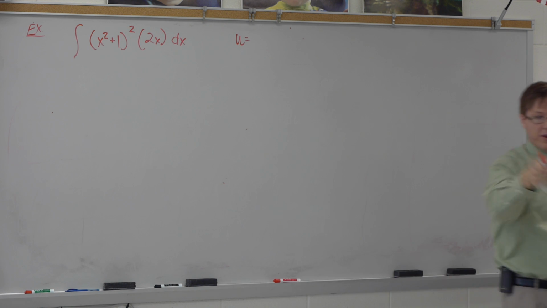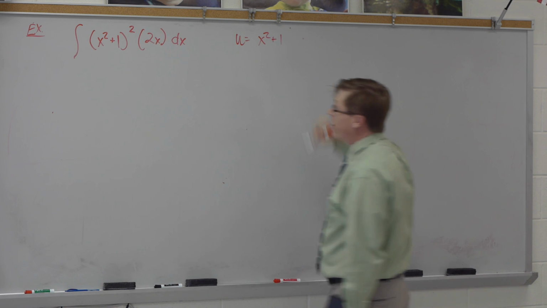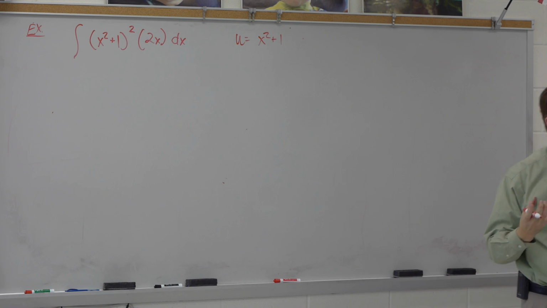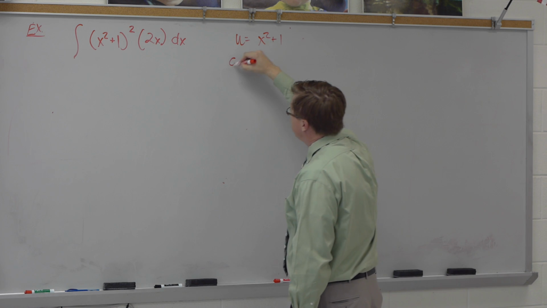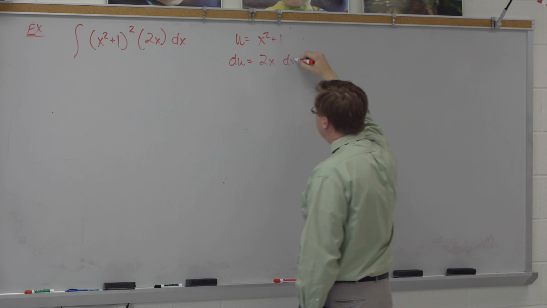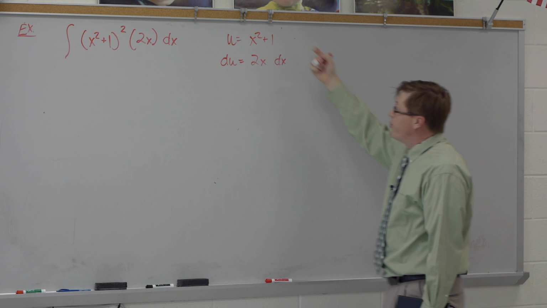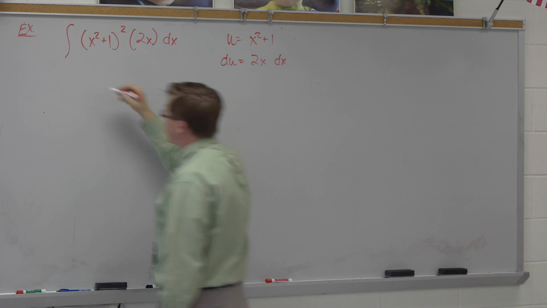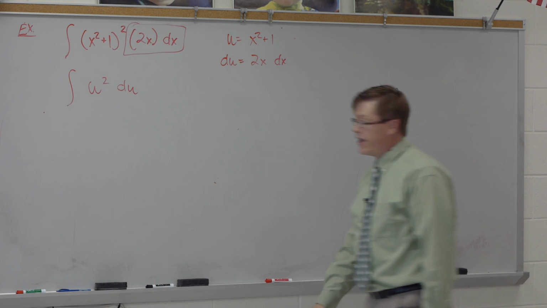But you have to pick the right u. Mary? x squared plus 1 seems like a good place to start, right? I mean, it's the inside of a composite function. So x squared plus 1 seems like a reasonable attempt. Let's take the differential. du is 2x dx, which also looks good because that is part of my integrand as well. So with u equal to x squared plus 1 and du equal to 2x dx, my integrand becomes u squared du.